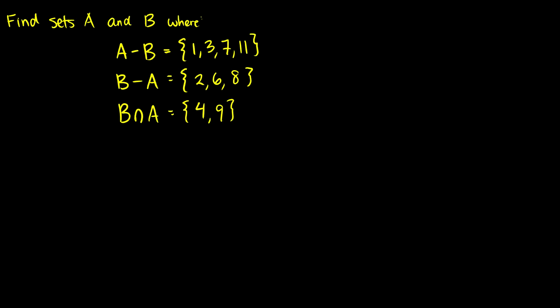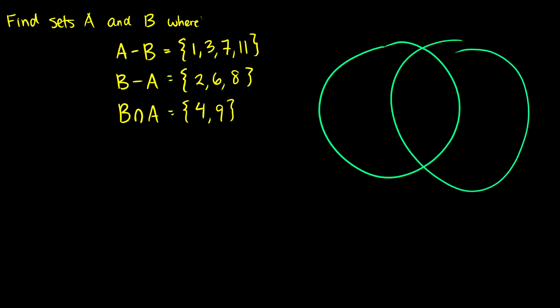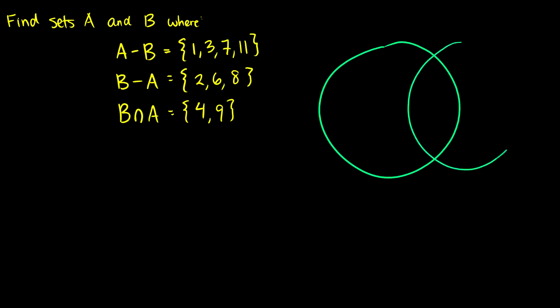So what I suggest doing is actually making a Venn diagram for these things, especially if the amount of items we're counting are very small. So A is going to be a little bit bigger than B. So first of all, we know our intersection is going to contain 4 and 9, so we can put 4 and 9 in there. B minus A is going to be 2, 6, and 8.